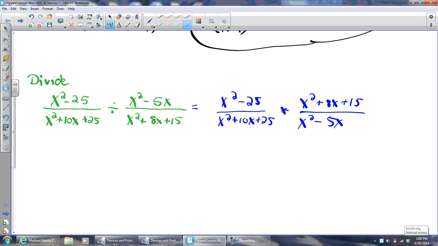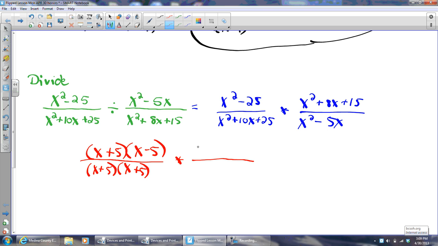Now I'm going to look to factor. I know that the x squared minus 25 is the difference of perfect squares. It's going to factor like this. The denominator is a trinomial, and it's going to be x plus 5 times the quantity x plus 5. That will be multiplied by the numerator, a trinomial. Looks like it's going to be an x plus 5 and an x plus 3.